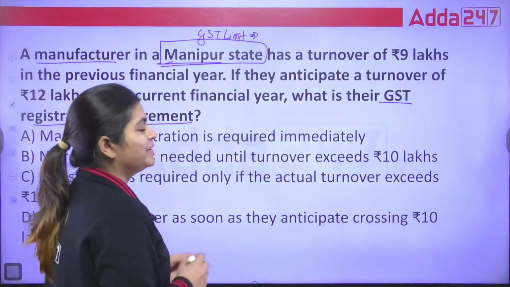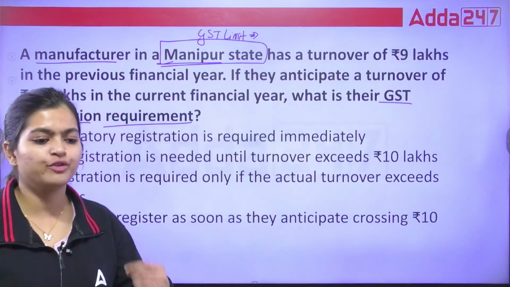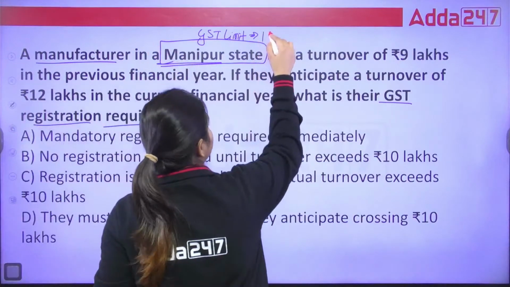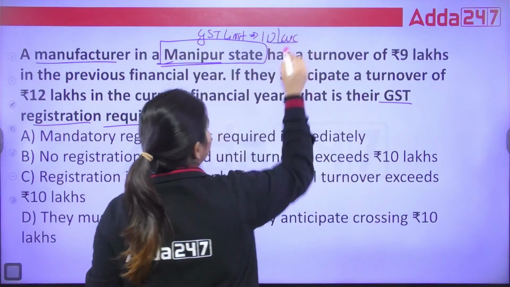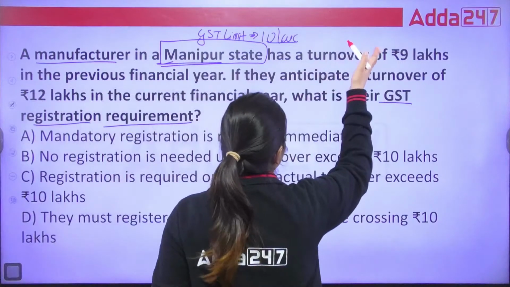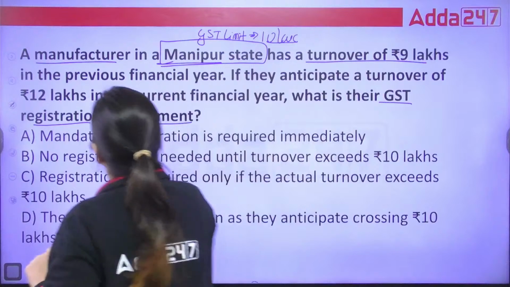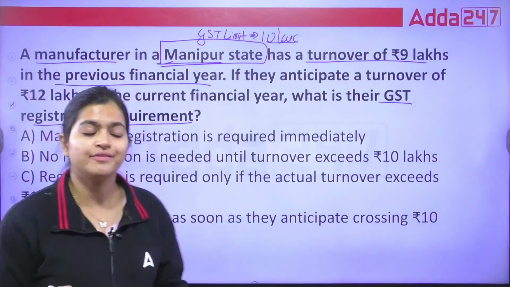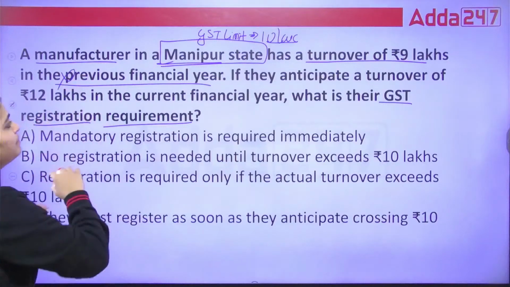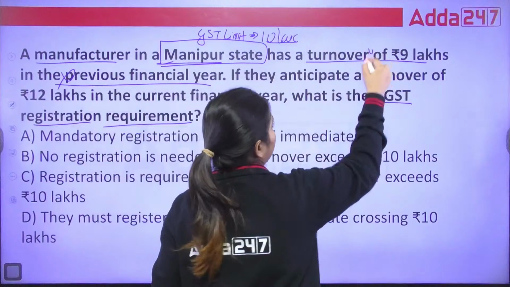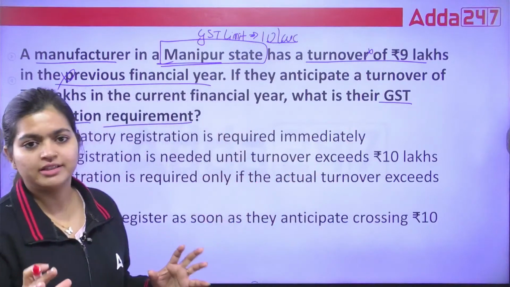So for the Manipur state manufacturers, or if you are a seller of this particular state, then your limit will be 10 lakhs. Then next, they are saying the turnover of 9 lakh in the previous financial year. Whenever we talk about GST registration, we never look at any previous year turnover. So this is irrelevant data they are providing you.